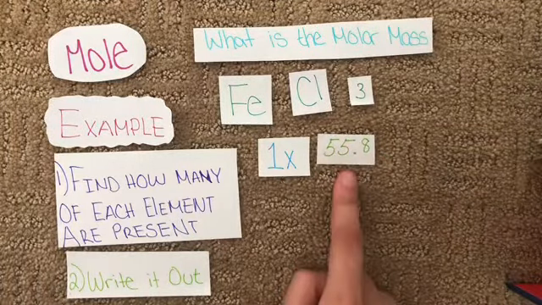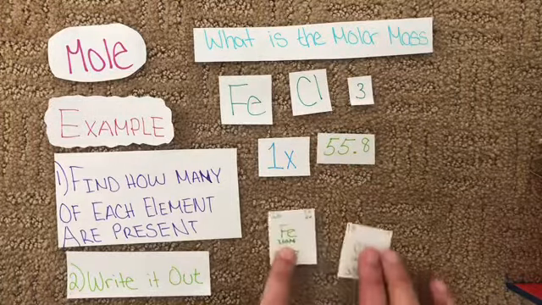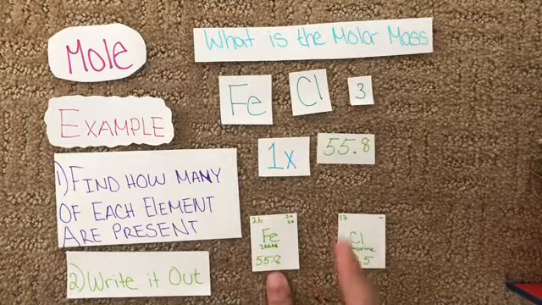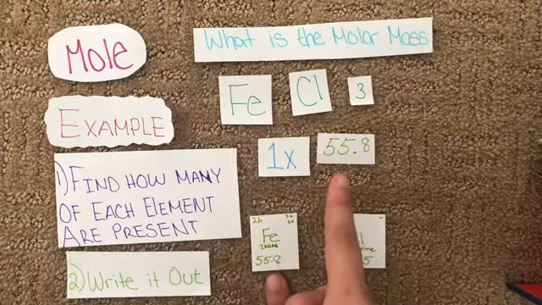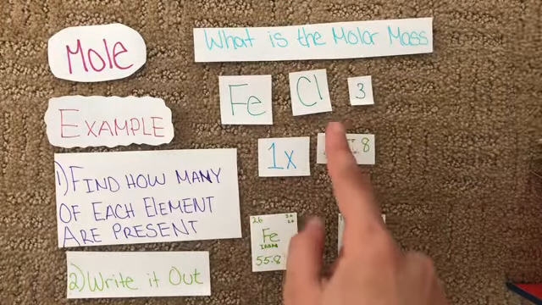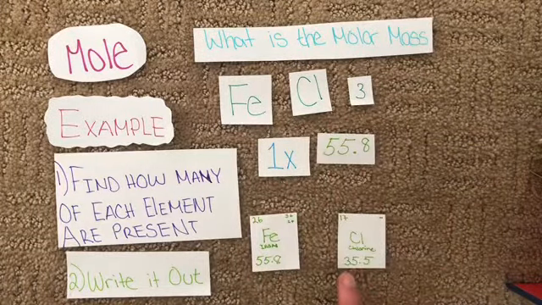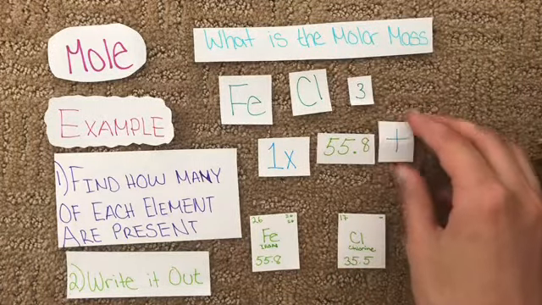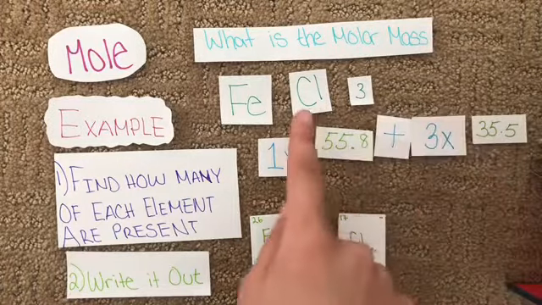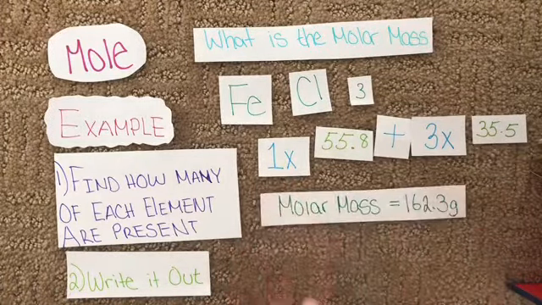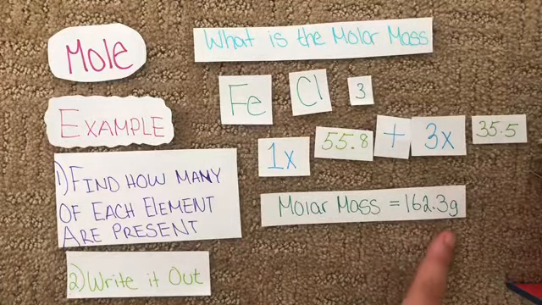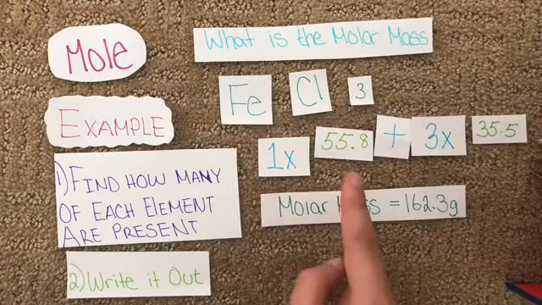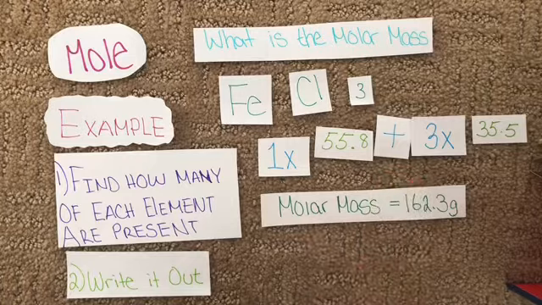So now you may wonder, what is 55.8? It's the atomic mass. Where you can find the atomic mass is right under here, 55.8, and there is 1 iron. So we're going to times 55.8 by 1. And then you can see there are 3 chlorine, and chlorine's atomic mass is 35.5. So then we're going to add 3 times 35.5 because there are 3 chlorines, which is 162.3 grams. So again, we got the molar mass by doing 1 times 55.8 plus 3 times 35.5.